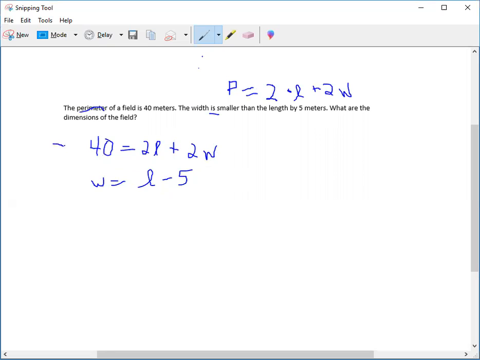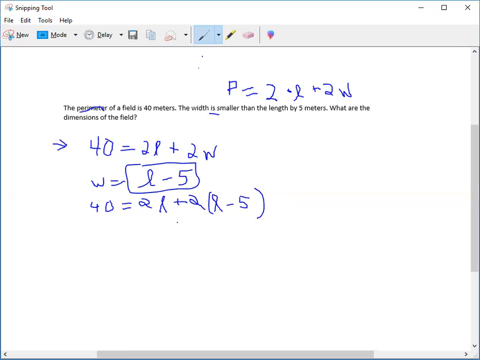So I start with my top equation, but I rewrite it. 40 equals 2 times the length plus 2, and instead of width, I substitute in length minus 5. The parentheses are important so that I remember that I'm multiplying by the whole thing, the whole width. So I gotta get 2L and minus 2 times 5.